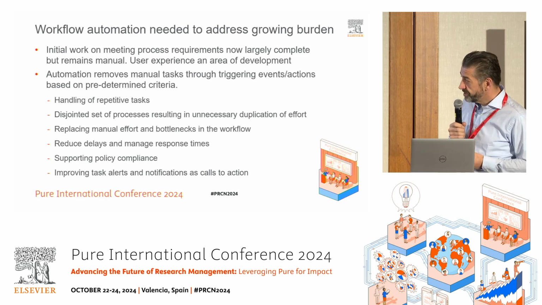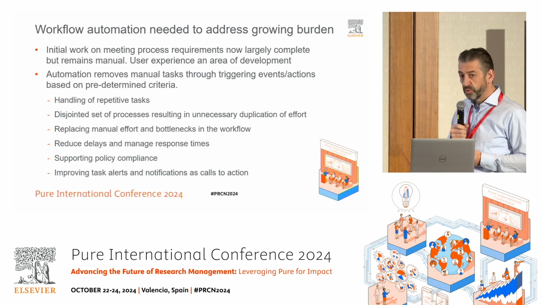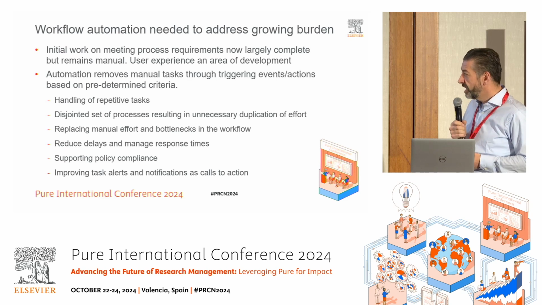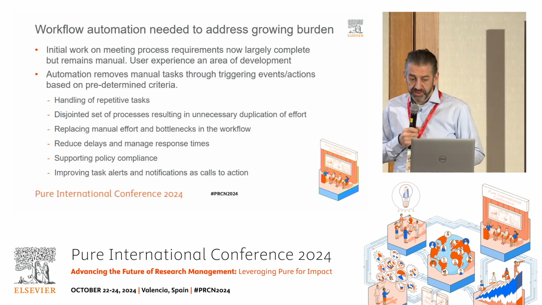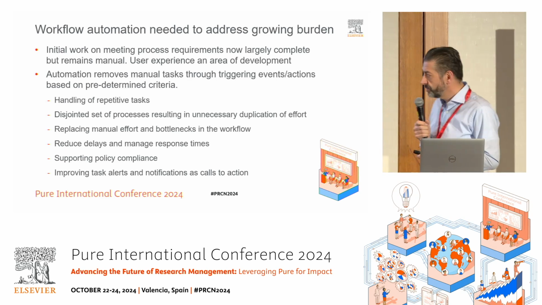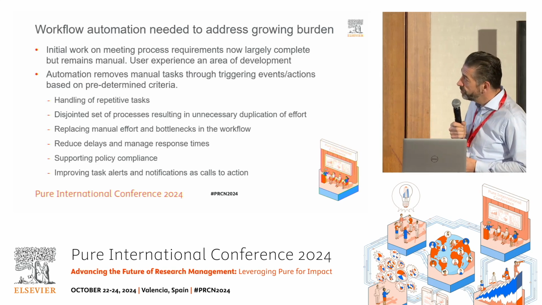Obviously, reducing delays is a similar thing. So managing things like throughput reporting more effectively within here. But also better support for policy compliance, making sure that the right jobs always happen at the right times, and improving things like alerts and calls to action as we go. So a lot of goals that can be really improved ultimately through workflow automation.